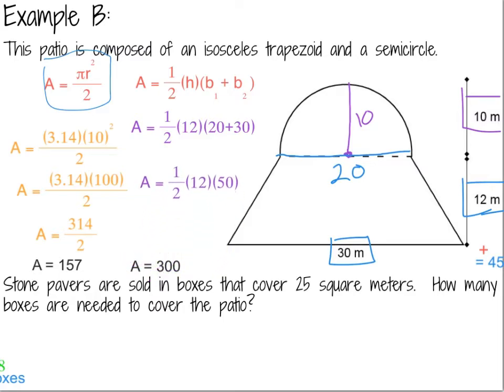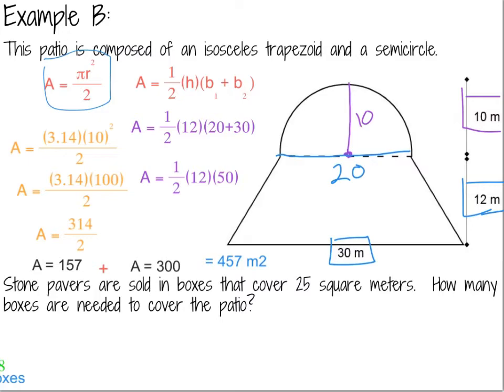I'm going to add the 20 and 30 together. And then A equals 1/2 times 12 times 50. And when I multiply those all together, I get A equals 300. So I've got my two areas. Now I'm going to add them together so I can figure out what the total area is. So 157 plus 300. And when I do that, I get my area equals 457 meters squared.